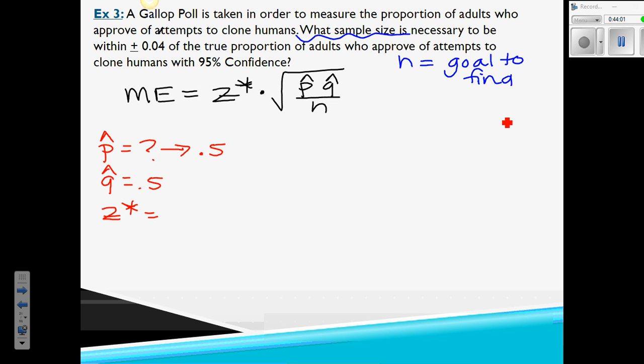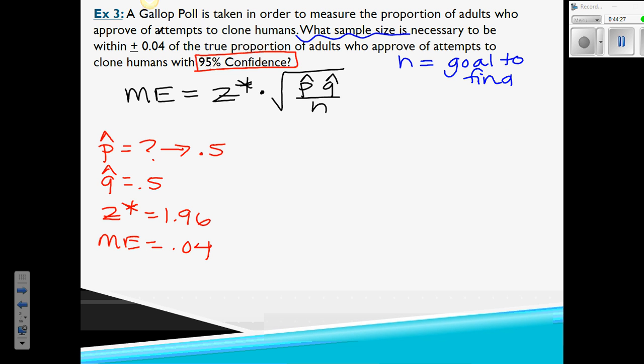And why are we using 1.96 as z star? This 95% confidence gave that away, right? If you're using 95% confidence, this upper z-score, the critical value, is going to be 1.96. So what's the margin of error going to be? 0.04. You don't need to include the plus or minus with it. All right, so it's just 0.04.